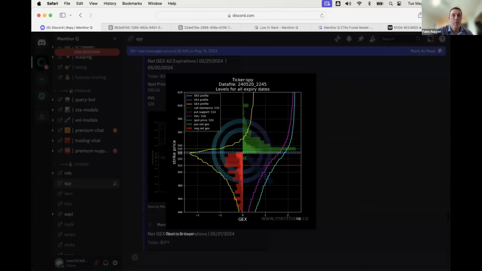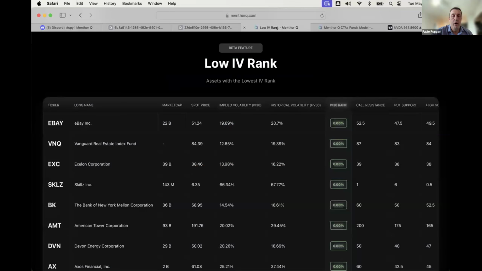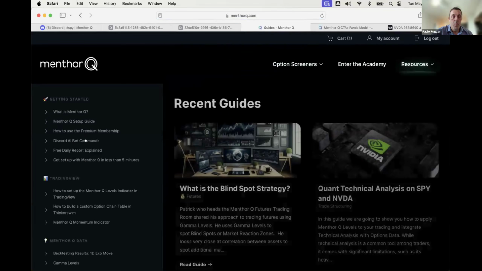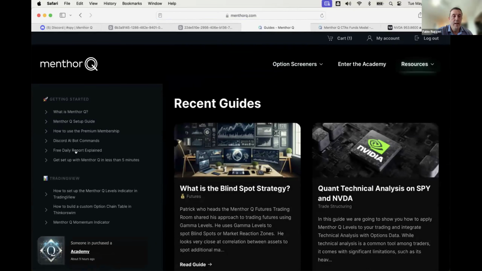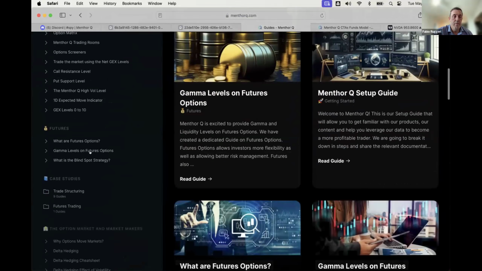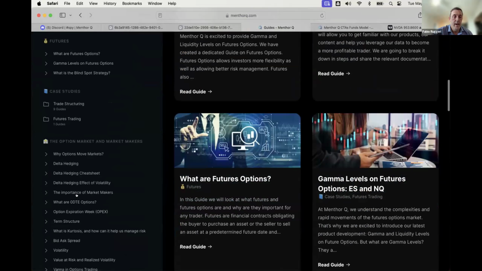If you want to learn more about it, we have a lot of information on the website under guides. One good article to read is the free daily report explained. We explain all the different fields that we have, but we also have a lot of really interesting information here about delta hedging and gamma.